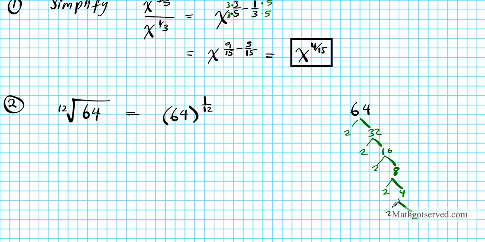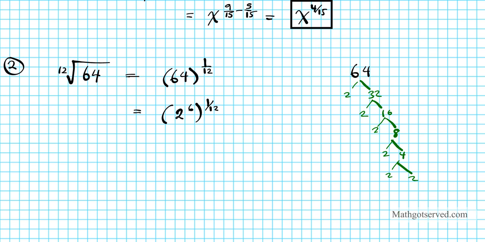We have 1, 2, 3, 4, 5, 6 twos. So 64 can be expressed as 2 to the 6th power, and then that raised to the 1/12. Now we're going to use the power of a power property of exponents to simplify this just by multiplying these two powers, all right? So that becomes 2 to the 6 over 12. I can divide the top and bottom by 2 in the fraction of the exponents. Actually, I can divide by 6. So let's divide by 6, top and bottom. So if I do that, I'm going to end up with 2 raised to the 1/2 power.